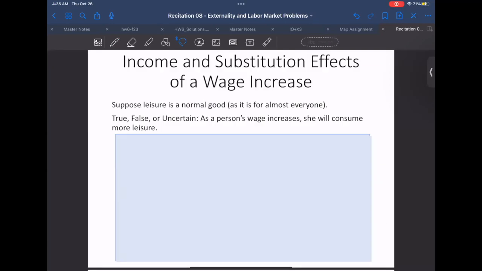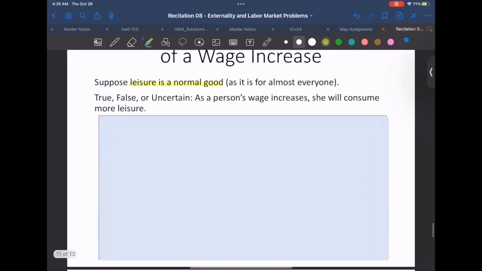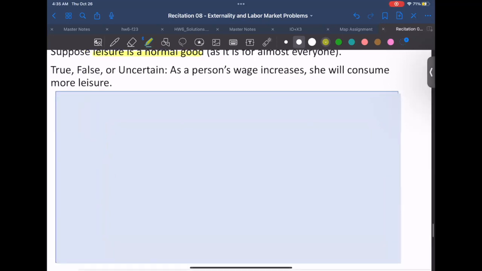Now, a more complicated example has to do with the income and substitution effects of a wage increase. So suppose that leisure is a normal good. And what a normal good means is that as income goes up, you're going to want to consume more leisure. So the question is, true, false, or uncertain? As a person's wage increases, she will consume more leisure.